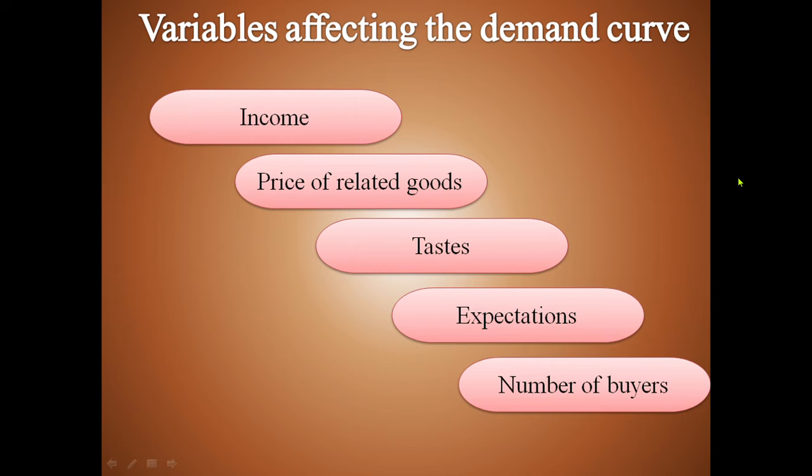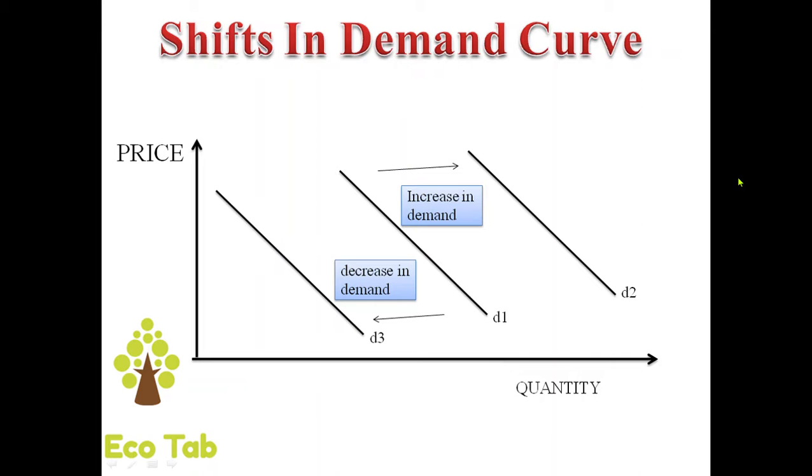अगर income, price of related goods, taste, expectations, number of buyers change होते हैं तो इन सब की change की वजह से demand curve will shift either on the left or on the right. Any shift which shifts the demand curve towards the right is called increase in demand. Any change which shifts the demand curve to the left is called decrease in demand.